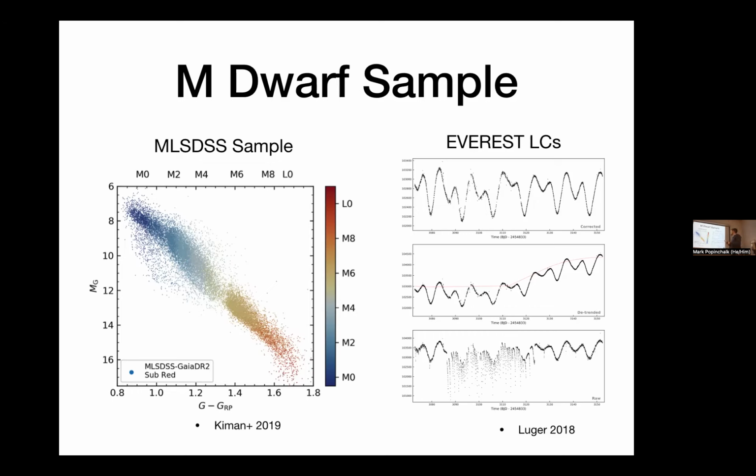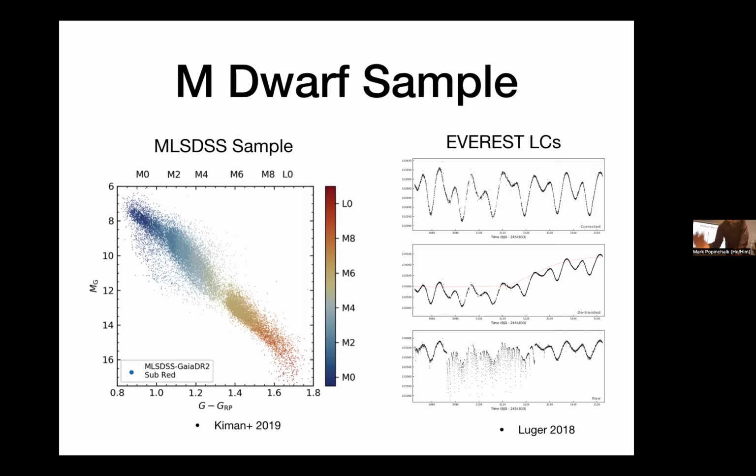Just pointing out that even though K2 had some nasty systematics, I'm showing you an example light curve here on the right. Even though it had some nasty systematics because of the difficulty in stabilizing, there are some really cool tools to remove those systematics, such as these Everest light curves. And so just wanted to point those out.